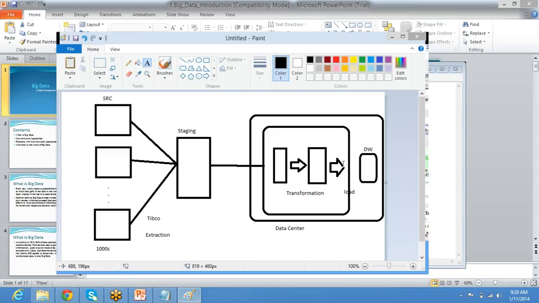Then you load the data. This process of transforming from one form to another is called transformation, the T. And for the loading, you load the data into the data warehouse, and that's the L. So this is the typical ETL process. I think the figure is self-explanatory. Okay. Is it clear, or should I explain more if you are not getting it?